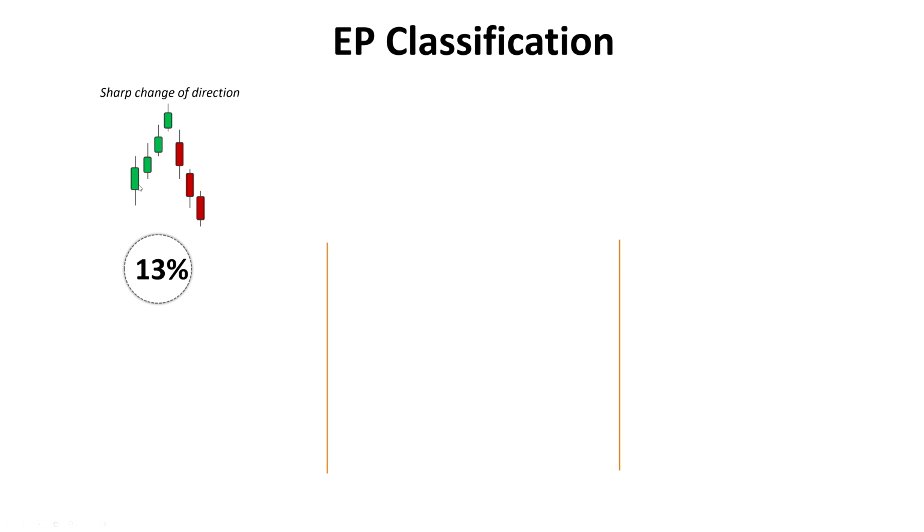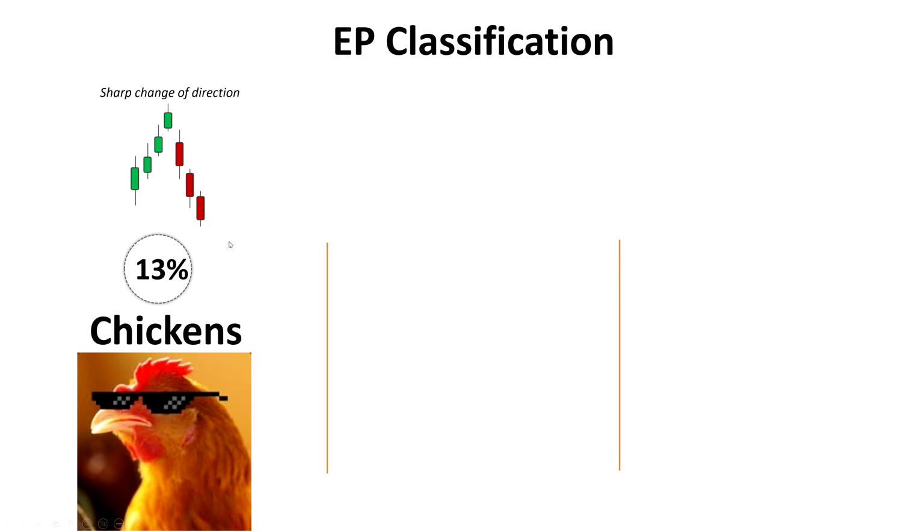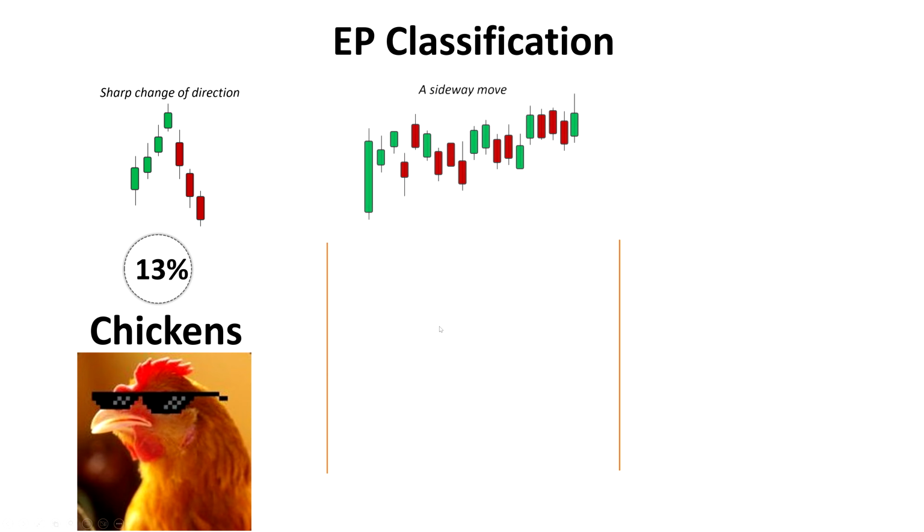Sometimes this move is sharp up then down, or sometimes it's a significant move up, but as soon as the stock opens, it falls down. So it's again a sharp change of direction. Because of this sharpness and changing their mind, it's kind of like the stock goes up and then gets scared and changes its mind. I call these EPs chickens. To me, it's chicken behavior.